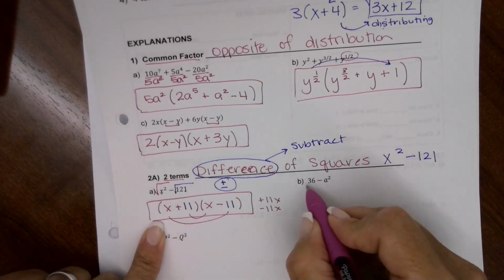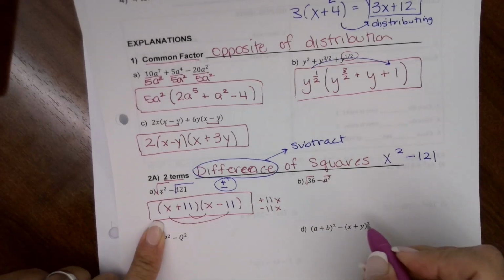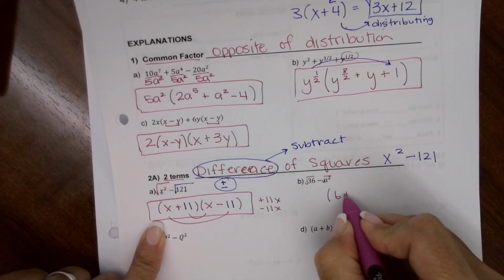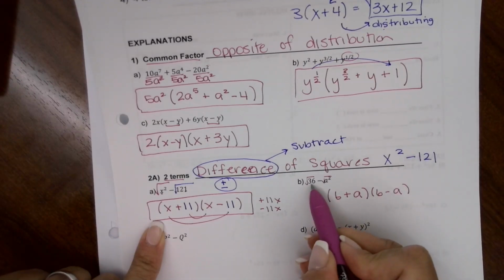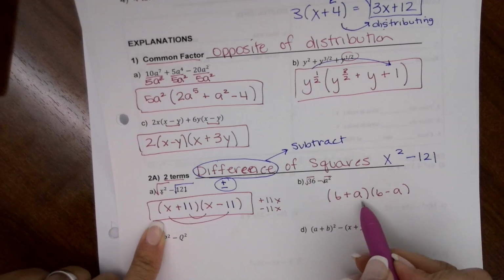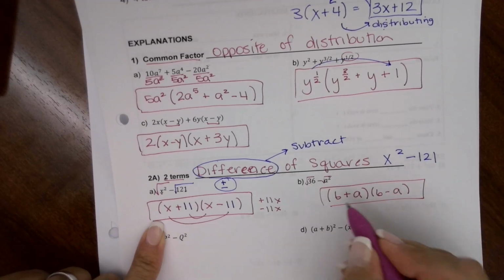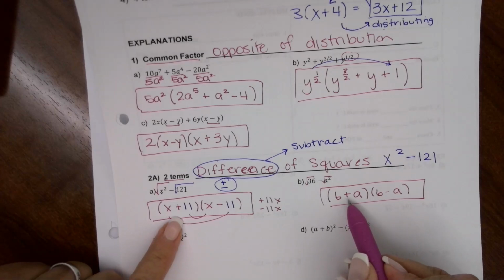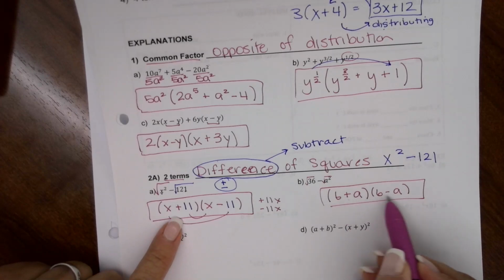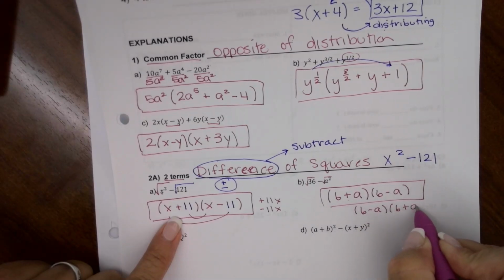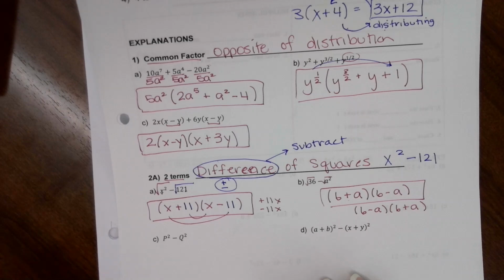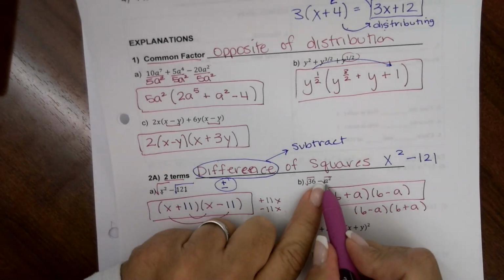Okay? I'm doing the same thing here. I can take the square root of both of these. So I have 6 plus a and 6 minus a. Square root of 36 is 6. Square root of a squared is just a. And what you'll notice is that in this case I have this is plus and this is minus, but you can flop these around. You can have 6 minus a and 6 plus a. Okay? What you do have to do though is the a is the second term.